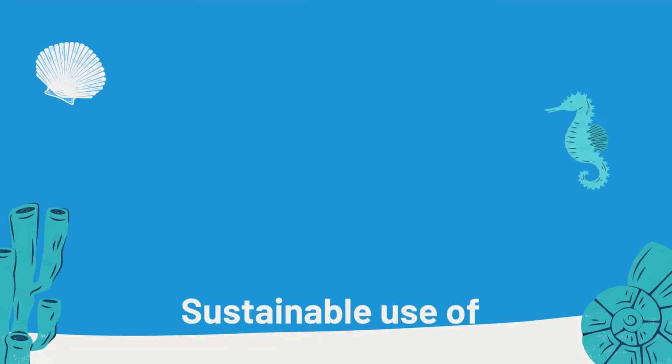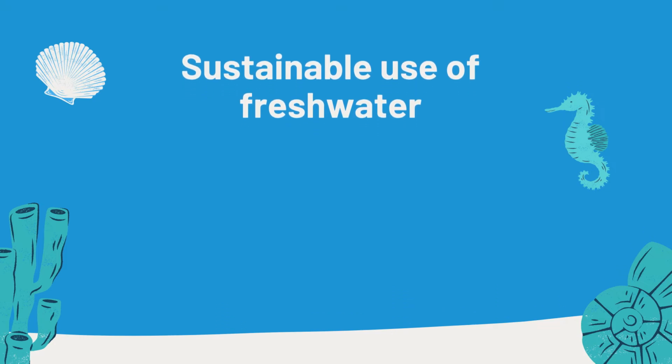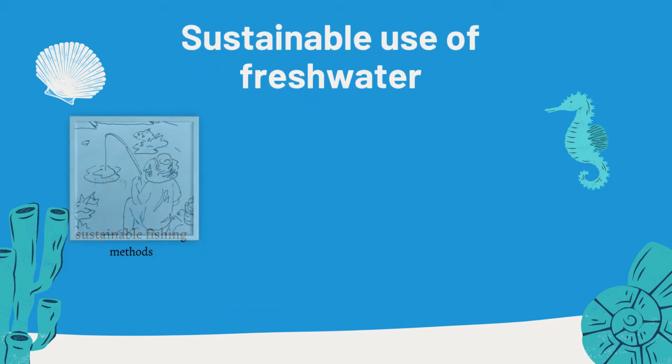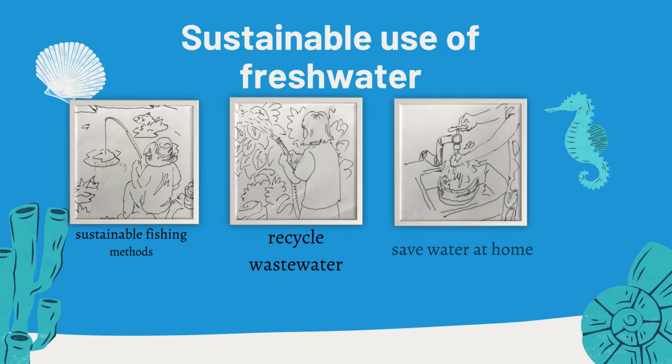Next is sustainable use of fresh water. How do we do that? Here are some examples. First is sustainable fishing methods. Do not use chemicals when fishing. Instead, practice carbon-conscious fishing. Use lead-free tackle. Practice catch and release unless you hook an invasive species. Pack out everything you pack in. And when you keep your catch, use every part of it.